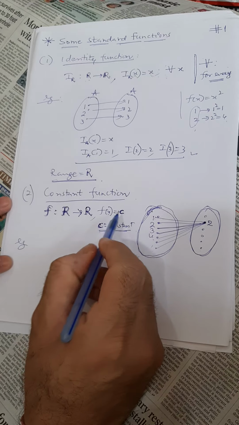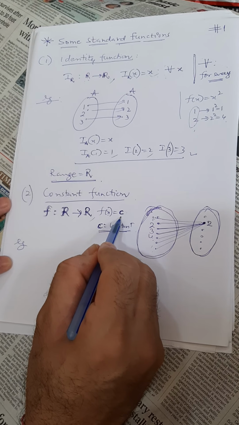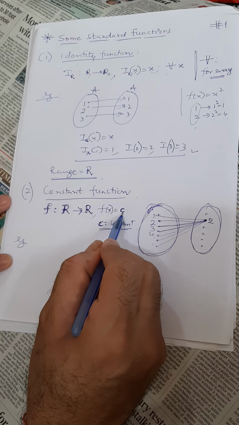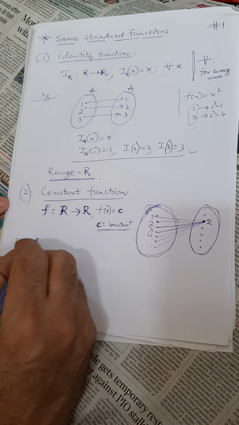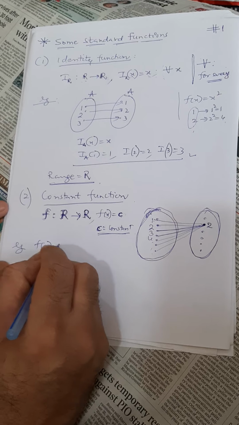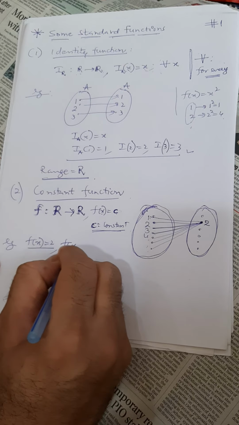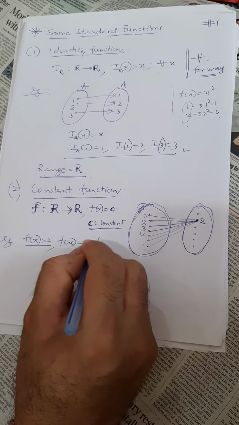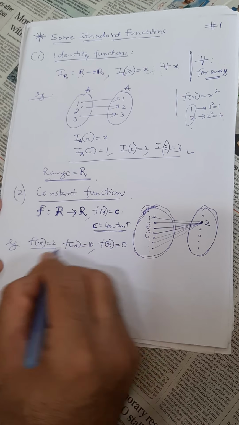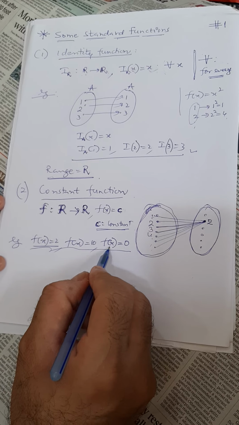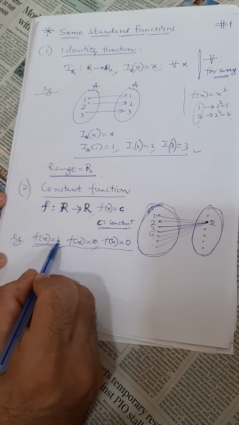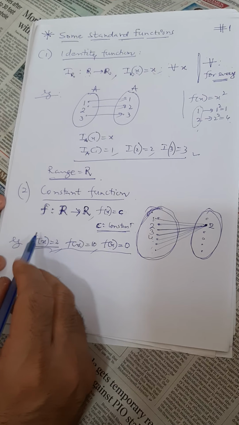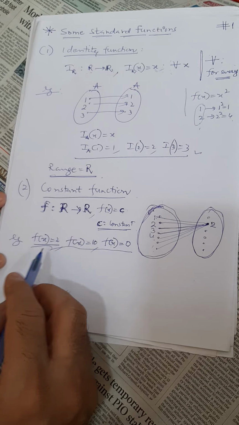For example, there is no variable on the RHS. It is a constant. You see here variable x, but it's not on the RHS. Like this, f(x) equals 2 is a constant function. f(x) equals 10, constant function. f(x) equals 0, constant function. So here every member is connected with 0, every member is connected with 10, every member is connected with 2. So this is a constant function.